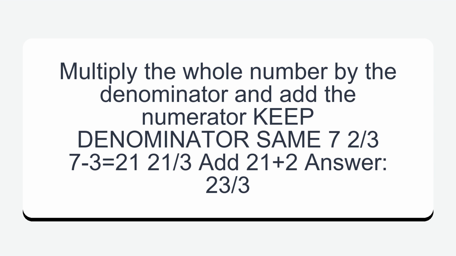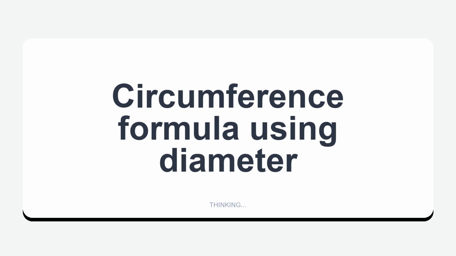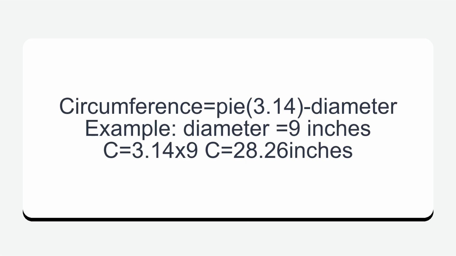7 times 3 is equal to 21. 21/3. Add 21 plus 2. Answer, 23/3. Circumference formula using diameter: circumference equals pi, 3.14, times diameter. Example, diameter equals 9 inches. C equals 3.14 times 9. C equals 28.26 inches.